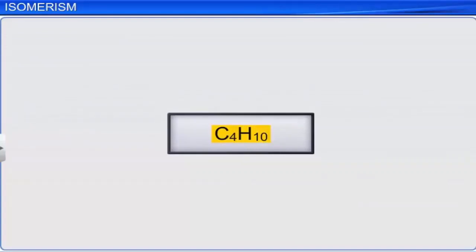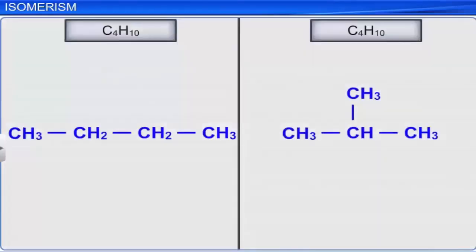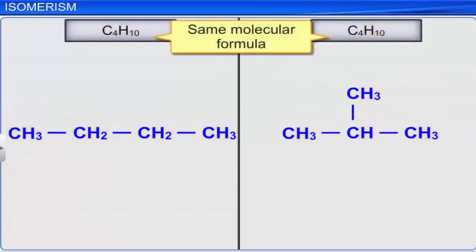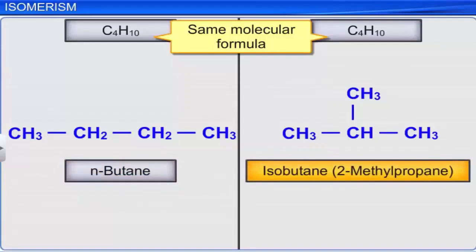Let's take a compound with the molecular formula C4H10 to understand this concept. If we were to draw the structure of C4H10, we could draw it in the two ways shown here. Both the compounds have the same number of atoms. That is, 4 carbon atoms and 10 hydrogen atoms. Thus, their molecular formula is the same. The name of the first compound is n-butane and the second compound is isobutane or 2-methylpropane.